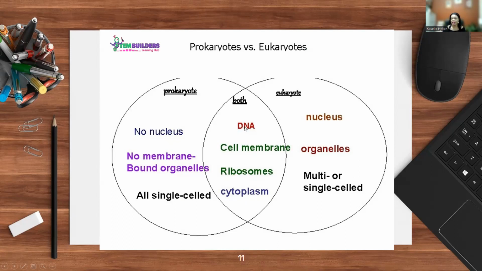So they both have DNA, which is genetic material. All cells have some genetic material, whether it's DNA or RNA. They have a cell membrane, both of them have that. They have ribosomes, and they both have cytoplasm. If we were to compare the prokaryote with, say, a plant cell, then you would say they both also have a cell wall.